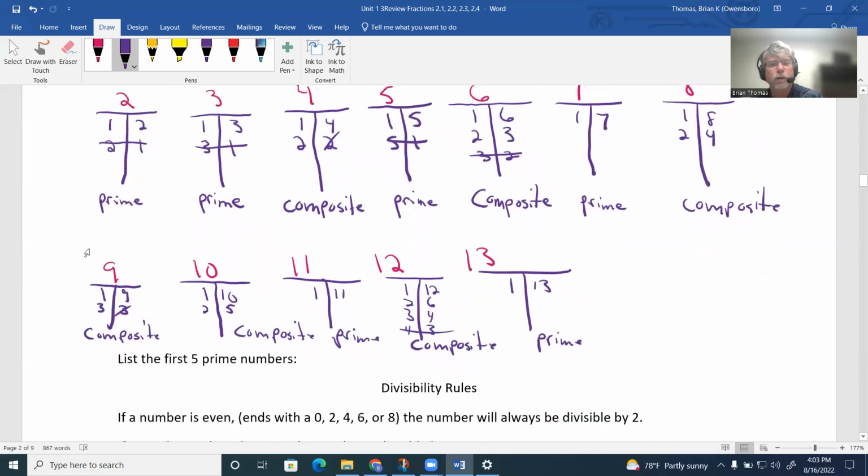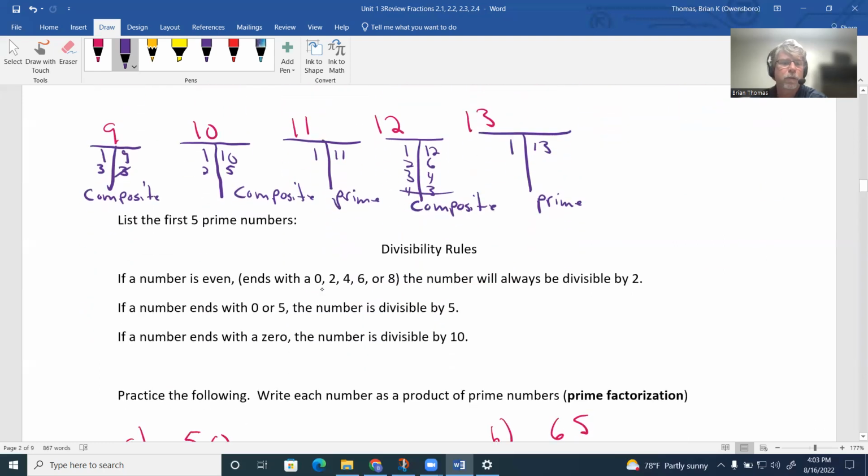So what are the first 5 prime numbers? We would see that 2, 3, 5, 7, and 11 are some of the prime numbers that we see. So we have 2, 3, 5, 7, and 11. Those are the first 5 prime numbers.